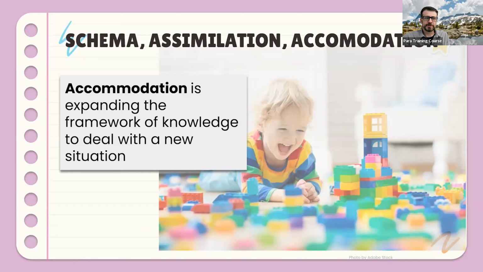Accommodation is very different from assimilation because it's about expanding the framework of knowledge to deal with a new situation, right? Kid says, "Oh, it's a doggy." And mommy says, "No, it's a zebra." We have to figure out what the frame is. What is the frame of reference? Okay? And when we're 2 years old, we're not taking a college class and using big words, right? This is all happening behind the scenes.